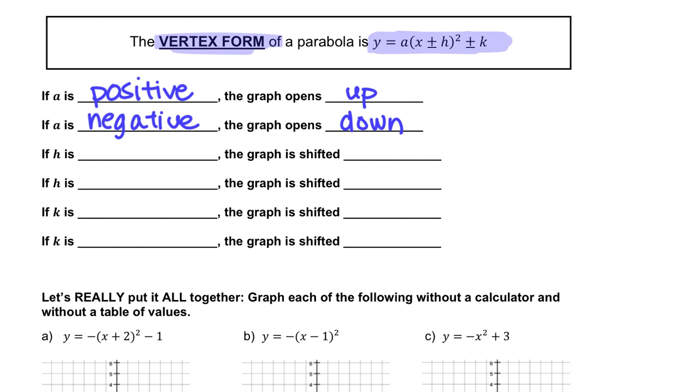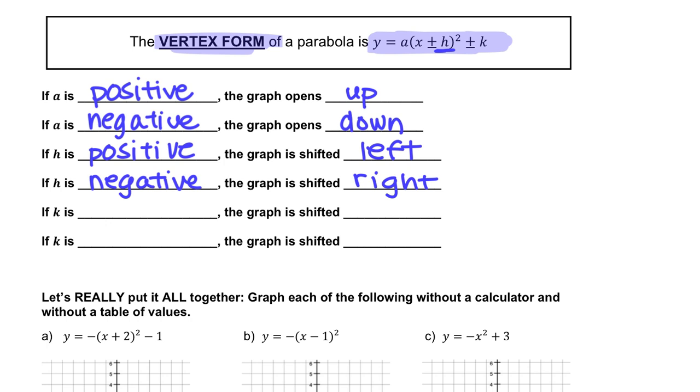If H is positive, so notice where H is. It's inside the parentheses. H is just representing that number, okay? If H is positive, that means I'm going left. It's opposite of what you would normally think. If H is negative, right. Good. It's going right.